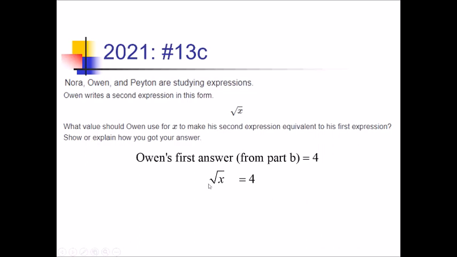Now, to undo the square root, we have to square both sides. So that'll give us x on the left side, and 4 squared on the right side is 16. And then just double checking real quick mentally, if I square root 16, I do get 4, so we're good to go on this.